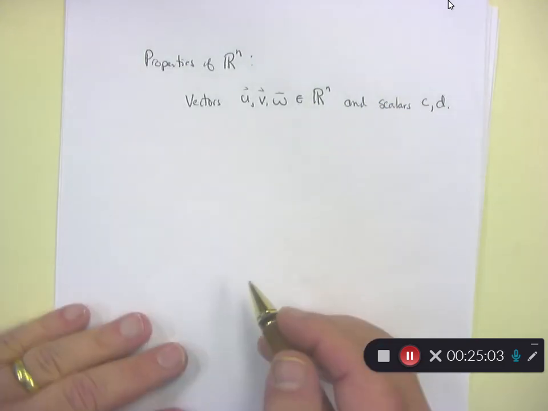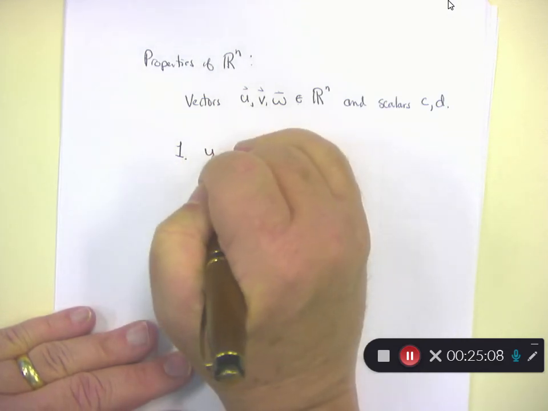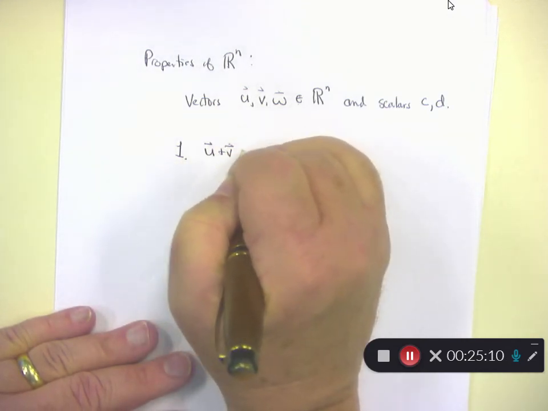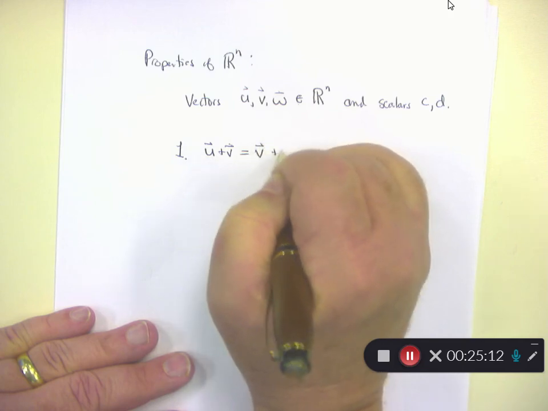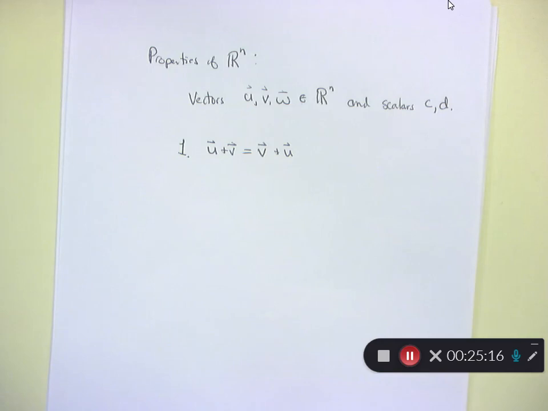So, number one, properties. U vector plus V vector is the same thing as V vector plus U vector. We would call this commutative, which means it doesn't matter which order you add the two vectors in, it's going to be the exact same thing.